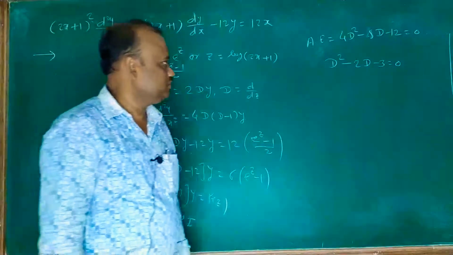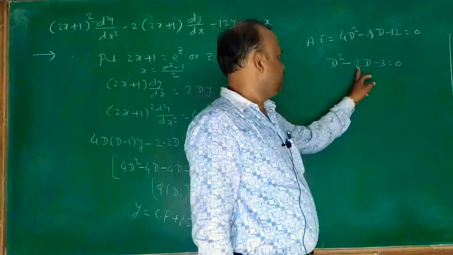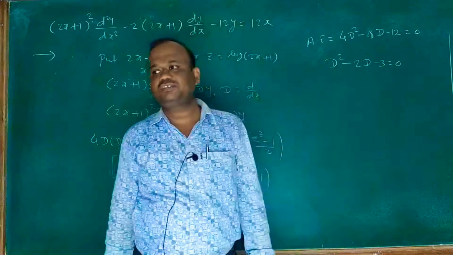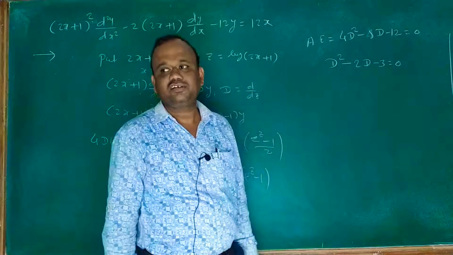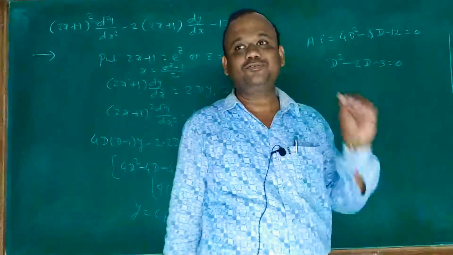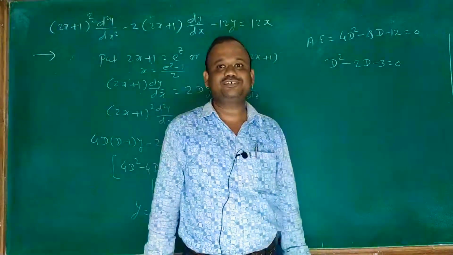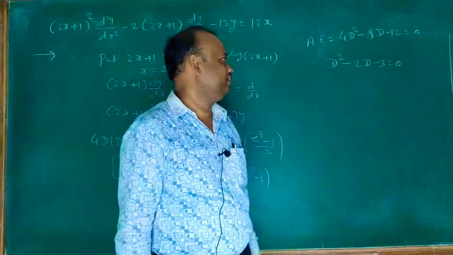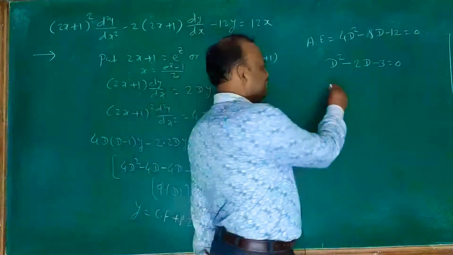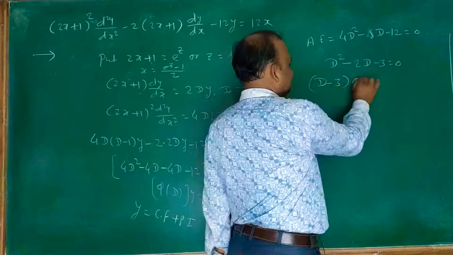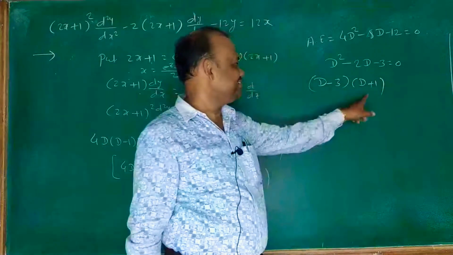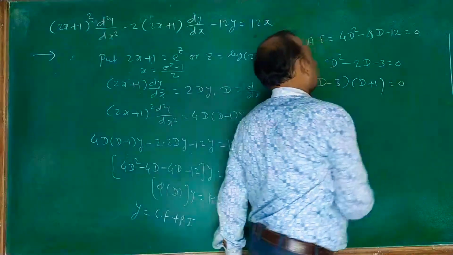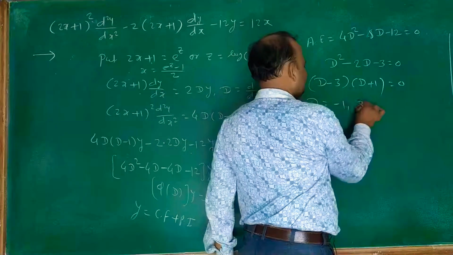So what are the roots of this? What are the two numbers whose sum is minus 2 and product is minus 3? Minus 3 and plus 1. Means we can write (D minus 3)(D plus 1). So minus 3 plus 1 is minus 2 and minus 3 into 1 is minus 3. So this is equal to 0. So using this we can write D is equal to minus 1 and D equal to 3.